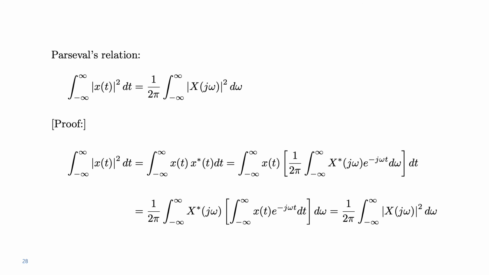Once again, Parseval's relation states that the total energy of a signal can be determined either by computing the energy per unit time and integrating over time, which is the integral of x of t square magnitude, or by computing the energy per unit frequency, omega over 2 pi, and integrating over frequency.